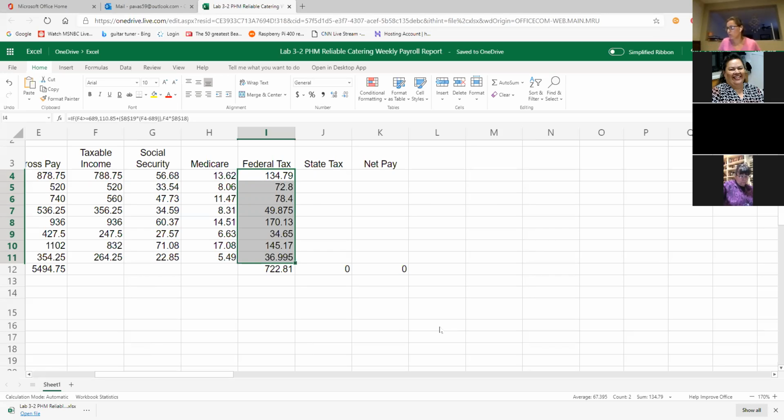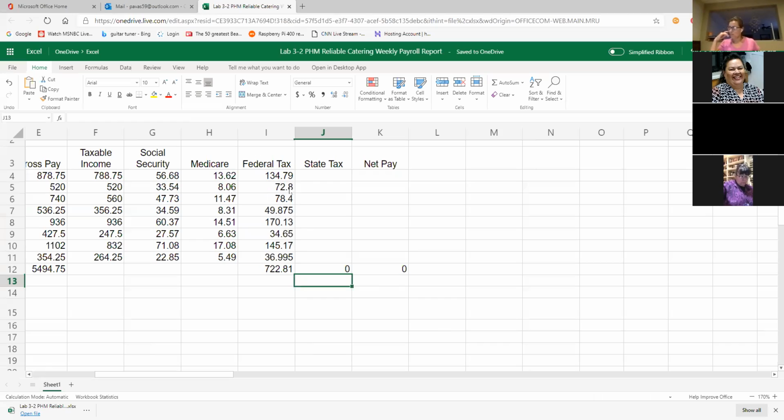Wait a minute. 7022. Well, I have 36.999, which is $37. That's okay because it's going to be rounded off when we format the numbers. And I don't think I did the totals. It did it automatically.